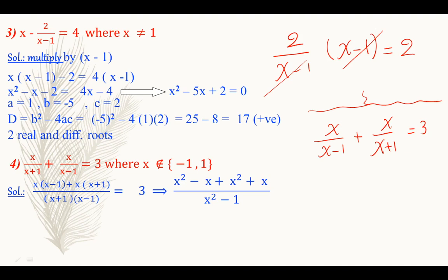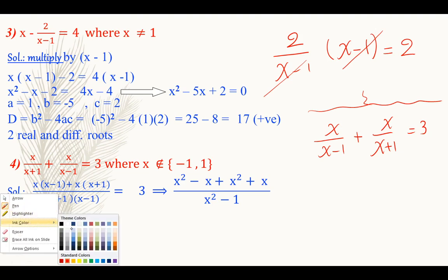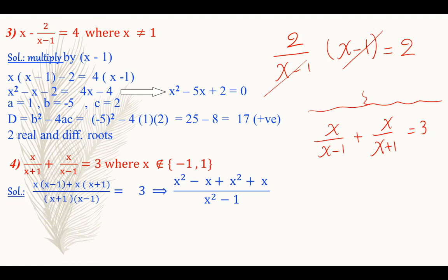The first solution we discussed before, by multiplying all the terms of the equation by x plus 1 and x minus 1, the two denominators. But here you can revise how we can add two algebraic fractions together. To add two algebraic fractions, we are going to multiply the denominators together.